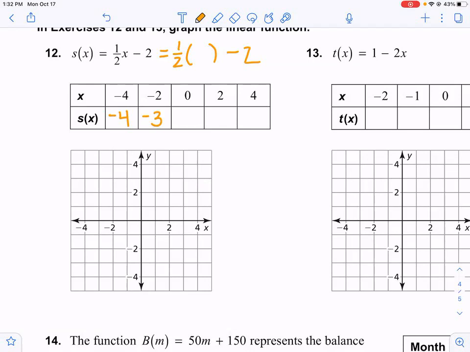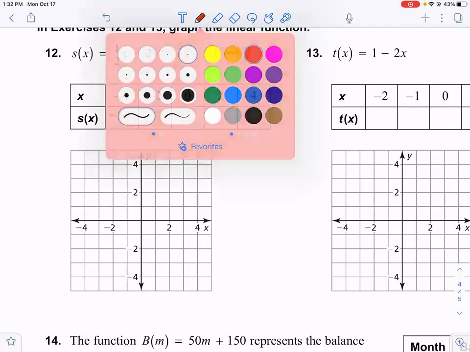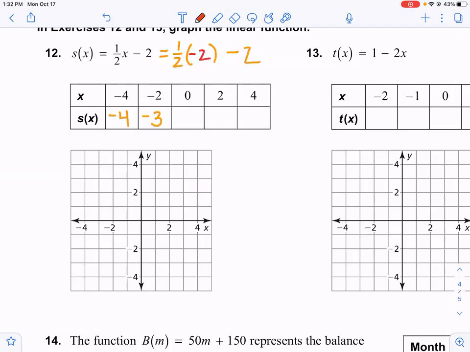Okay, we're gonna plug -2 in for X. So 1/2 times -2 is what? What's 1/2 times -2? Oh, I'm asking you. What's 1/2 times -2? -1. Minus 2 gives us our -3.